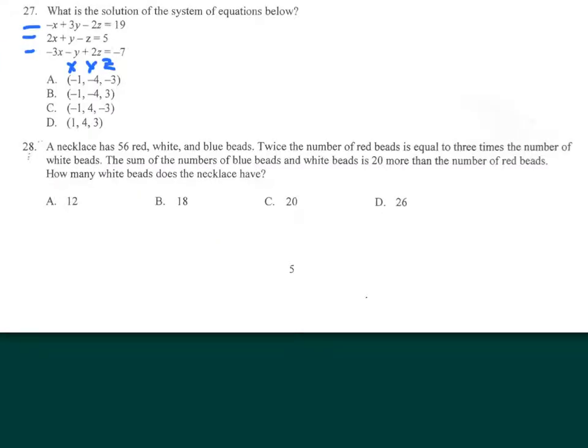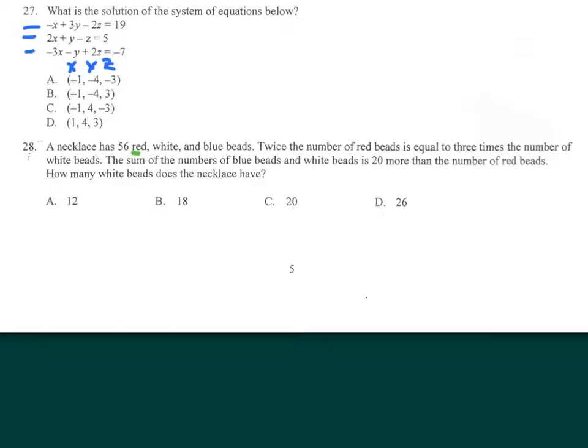Number 28. A necklace has 56 red, white, and blue beads. Twice the number of red beads is equal to 3 times the number of white beads. The sum of the blue beads and white beads is 20 more than the number of red beads. So how many white beads do we have? You got 4 choices, 12, 18, 20, and 26. Now don't just guess. Let me take you through this and let's pick out important information.